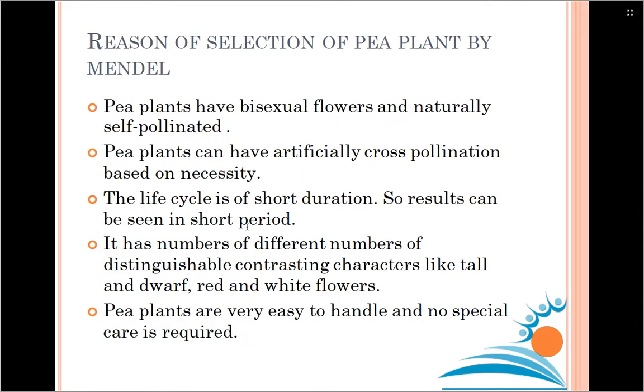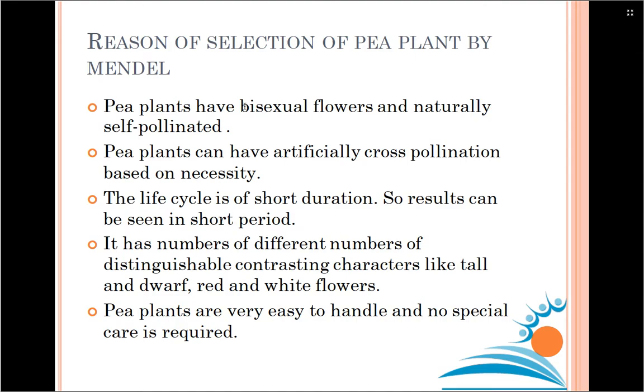So why did Mendel select the pea plant for his experiment? It can be asked in the exam: write any two reasons or write any three reasons. Why did Mendel select the pea plant for his experiments? So these are the answers. Mendel selected the pea plant due to the following reasons.